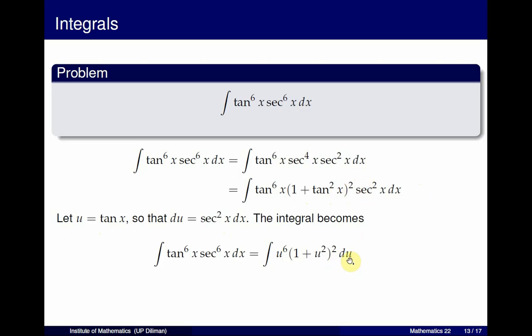So notice that we are just integrating a polynomial. So how do we do this? We will just expand first the 1 plus u squared squared and then distribute the u to the 6th. So our integral now becomes u to the 6th times the quantity 1 plus 2u squared plus u to the 4th du.